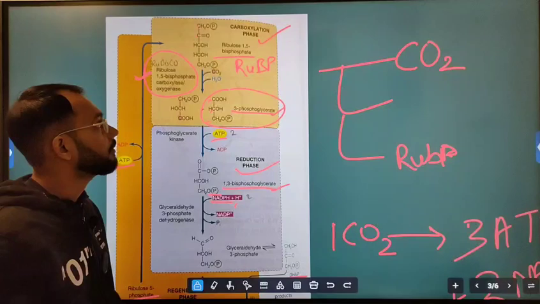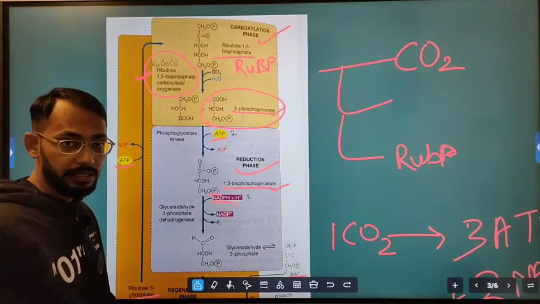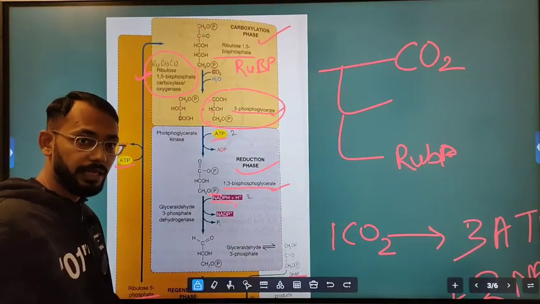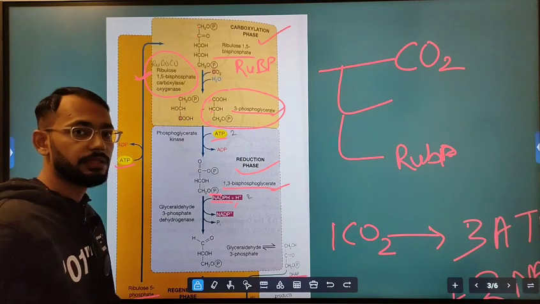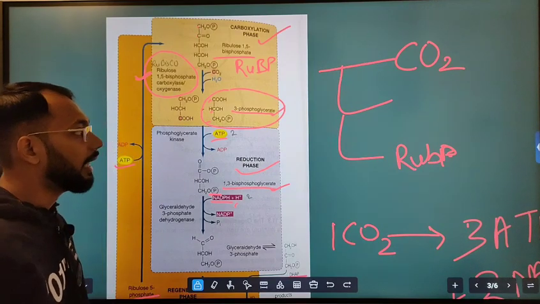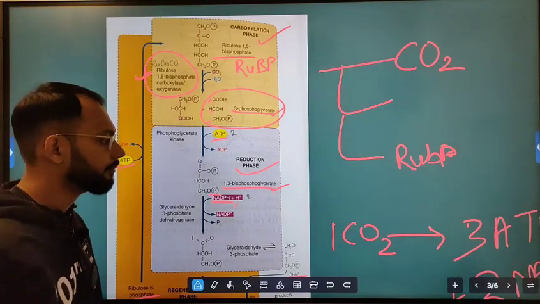So this was the Calvin cycle or C3 cycle or dark fixation of carbon dioxide or dark reaction or second phase of photosynthesis that I have discussed in brief. Thank you.